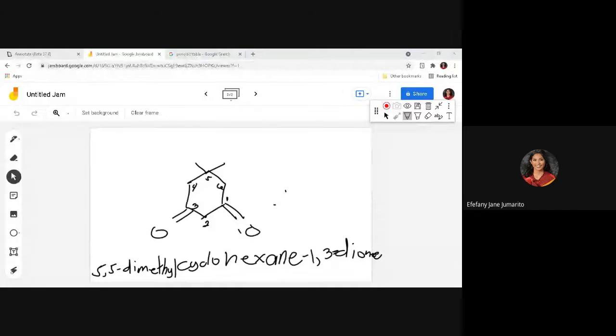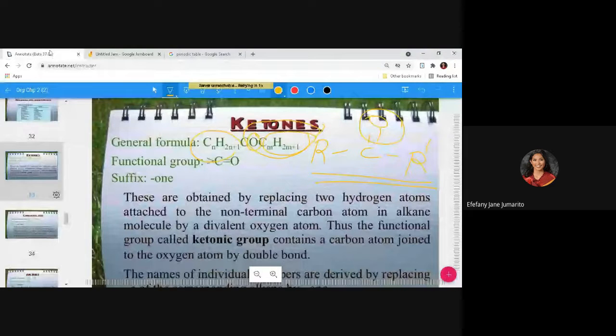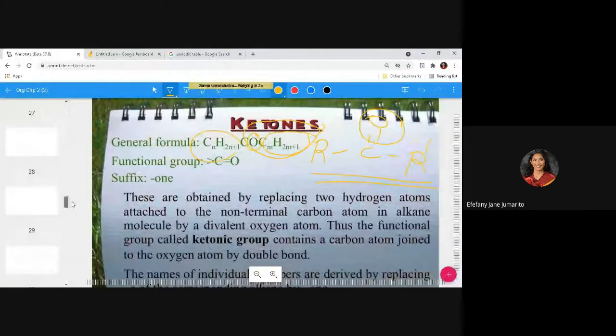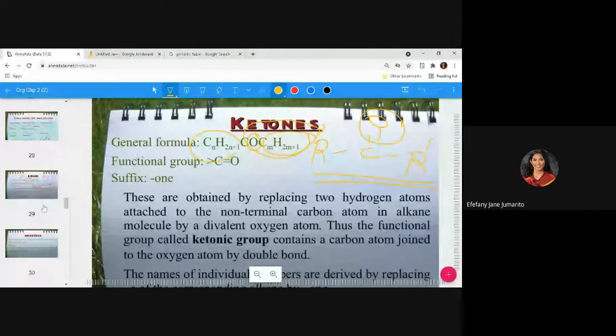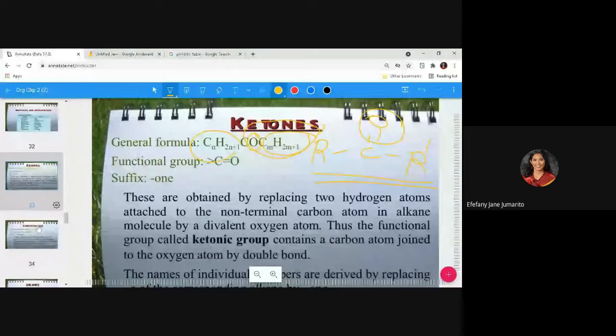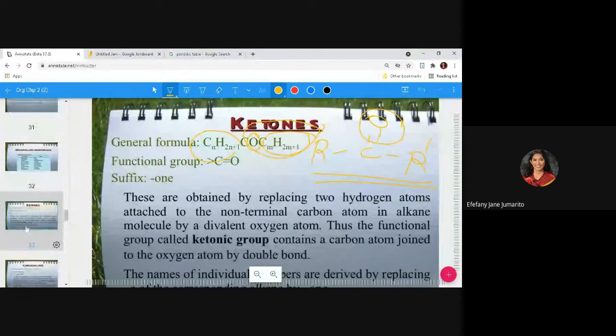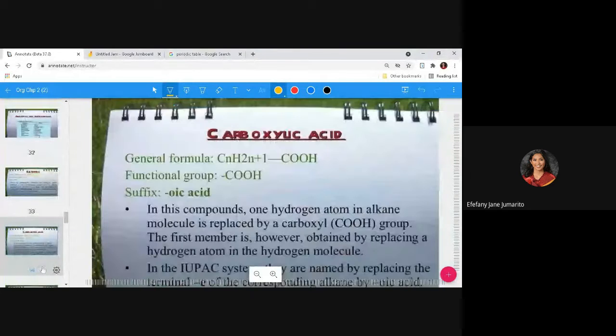Okay. So, that is for our ketone. And then for our another functional group, we have carboxylic acids. We have COOH, we have R, and then double bond O, then we have OH. So this is our carboxylic acids.